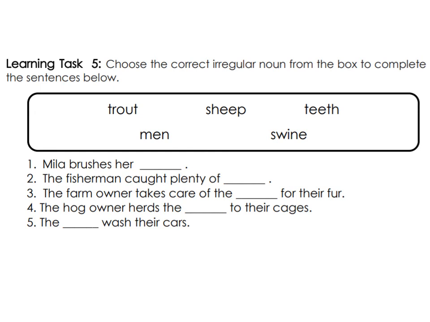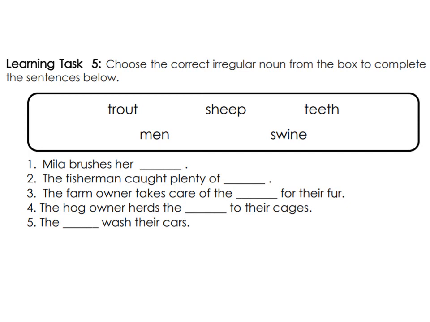Number 2, the fisherman caught plenty of blank. Number 3, the farm owner takes care of the blank for their fur. And then number 4, the hog owner herds the blank to their cages. Number 5, the blank wash their cars. Now, are you ready to answer? Or if you're still thinking, you could pause it and then play it when you're ready to answer.